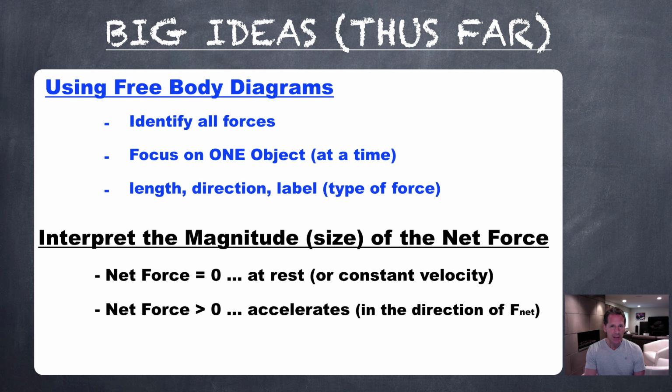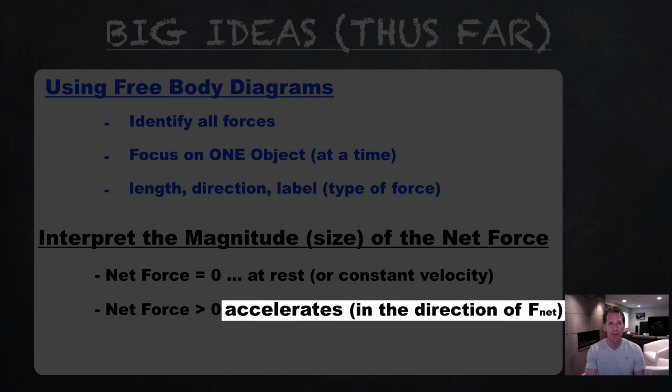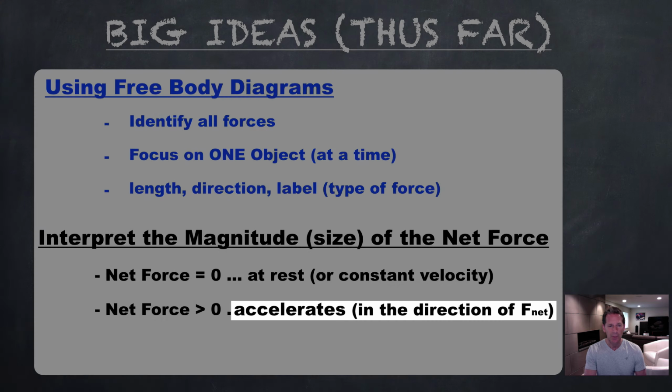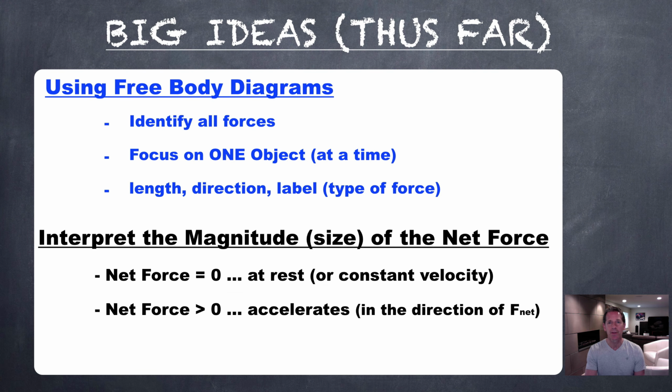The other interpretation here could be if the net force is not equal to 0, and in that case, the object or system of objects would accelerate in the direction of the net force. So those are the two fundamental ideas developed in the first screencast. Let's just see a quick animation of that to make sure we've got it solid before we move on today.